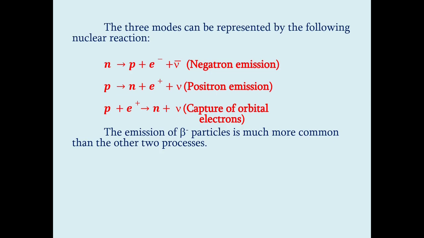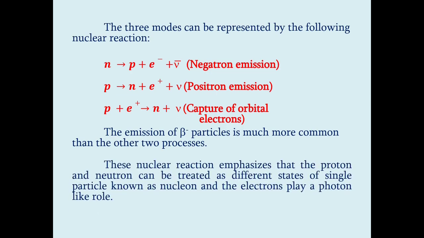So out of these three beta decay modes, the emission of negatrons, that is the emission of electron particles, is much more common than the other two processes. All these three nuclear reactions emphasize that the proton and neutron can be treated as different states of a single particle known as a nucleon, and the electrons play a photon-like role here.